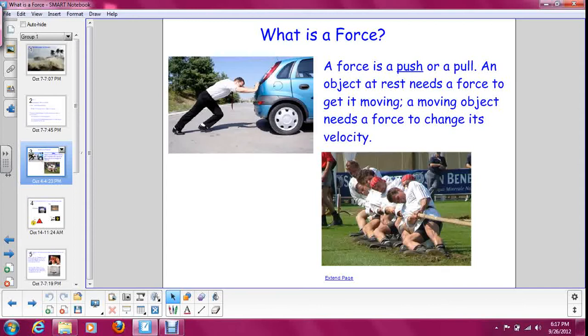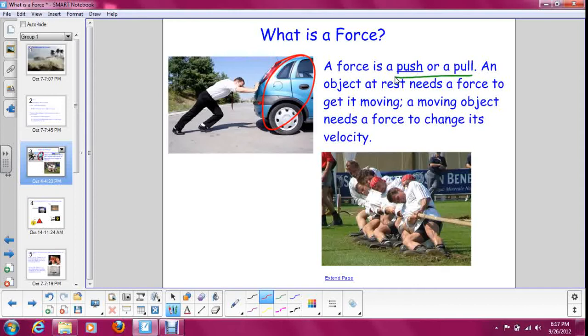So what is a force? It's actually really simple. A force is a push or a pull. That's all it is. An object at rest needs a force to get it moving. So if this car in this picture is at rest, it's not going to go anywhere unless somebody pushes it. It's just going to sit there.